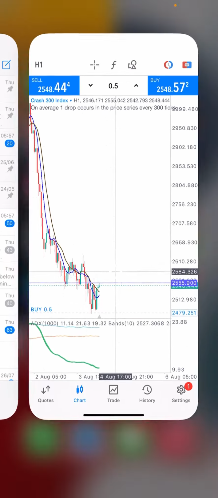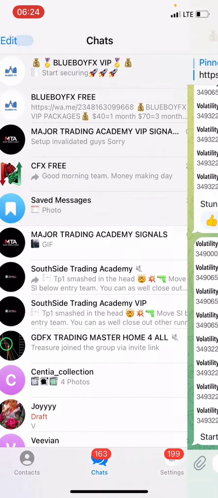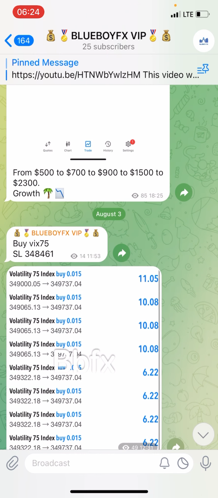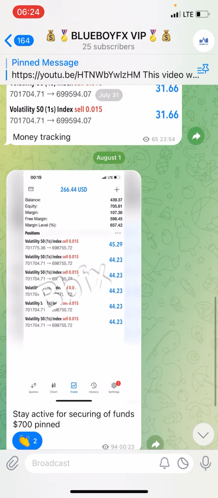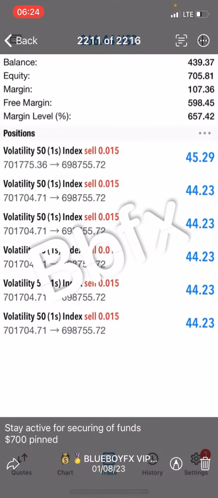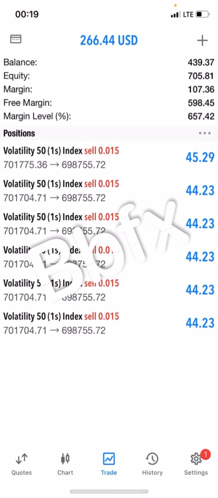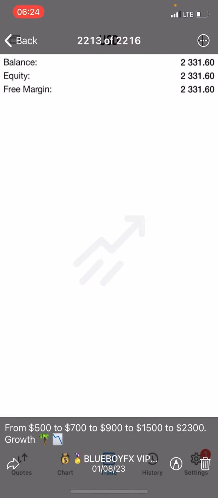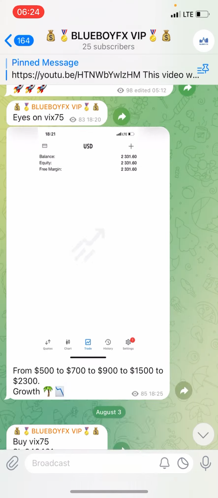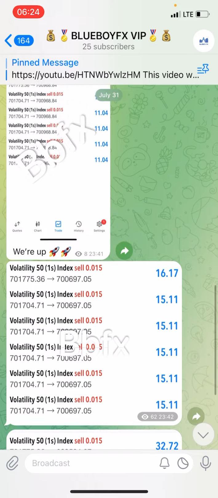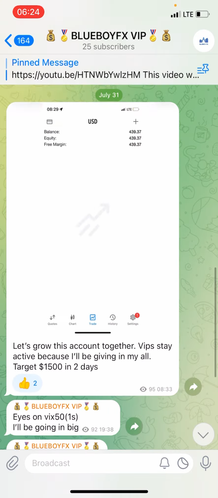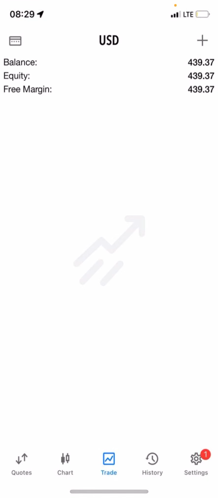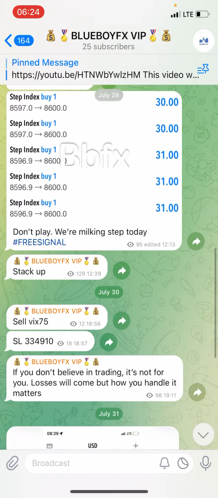Of course, let me take you to our VIP room. Here's our VIP room, and we're always making huge profit. Here was the VIX75 trade that we gave, and this is a trade where I built an account from $400 to I think 2,200, 2,300. So don't sleep on this. Let's grow the account together. I started with $430 and we ended up on 2,000 plus.